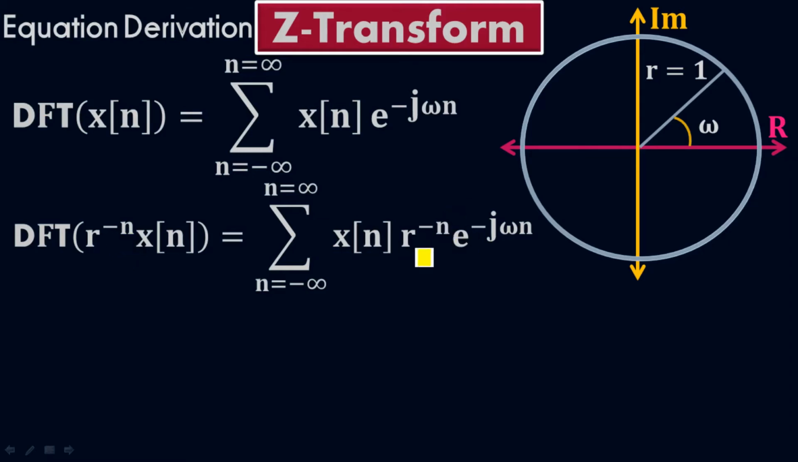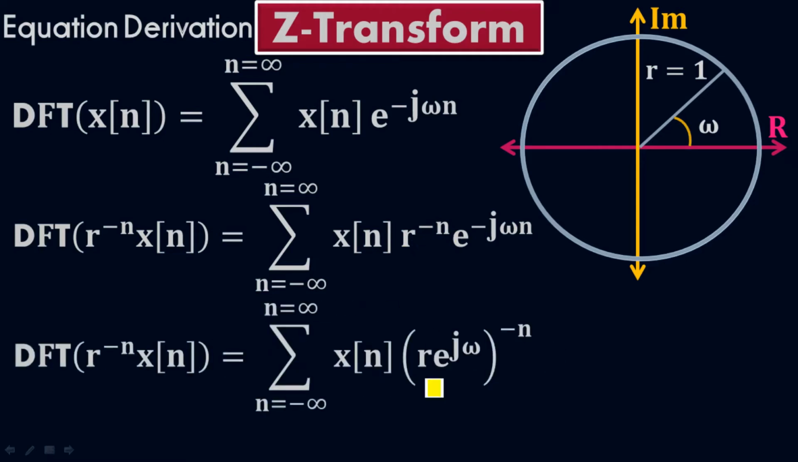Now, can I write this term as r times e to the j omega to the whole power n? Remember, I have negative n here and the same negative n here because I have a negative sign here. So I can take negative n for both, r times e to the j omega. Just take the power negative n for r times e to the j omega. So whether you write the expression in this way or in this form, it is absolutely the same thing, because when you expand the power negative n, you will get back the same thing.